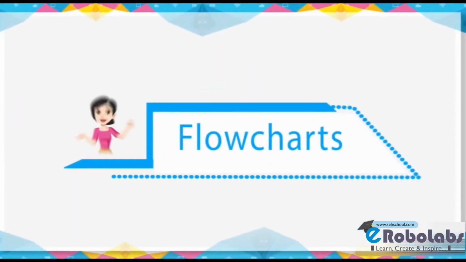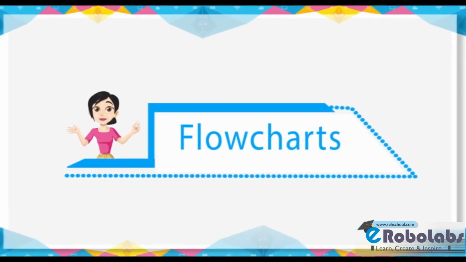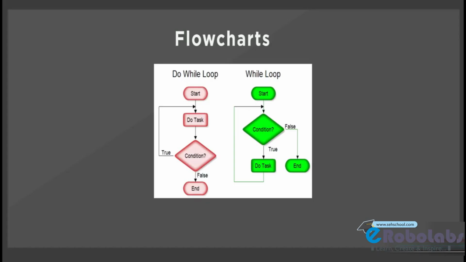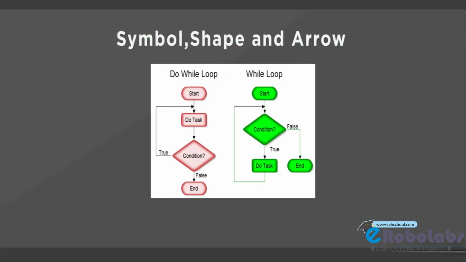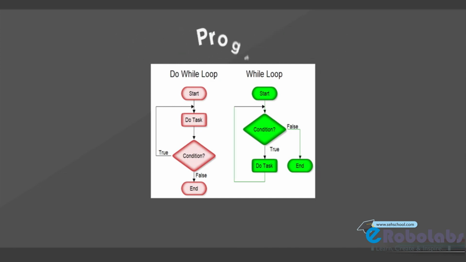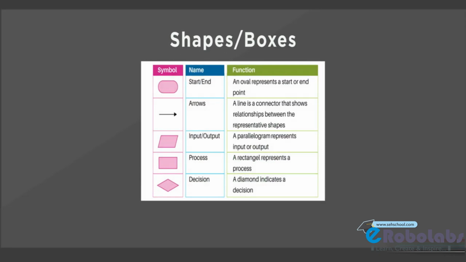Flowchart. A flowchart is the graphical or pictorial representation of an algorithm to solve a particular problem. A flowchart uses different symbols, shapes, and arrows in order to demonstrate a process or a program. The main purpose of a flowchart is to analyze different processes. Several shapes, boxes are applied in a flowchart.